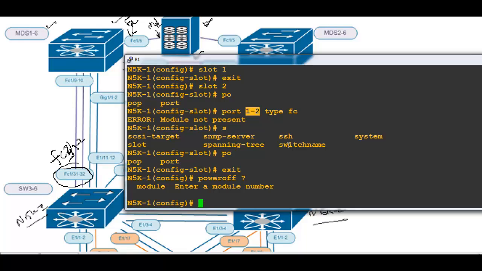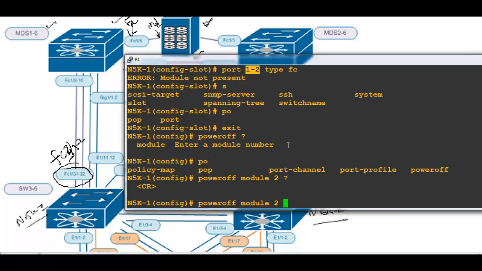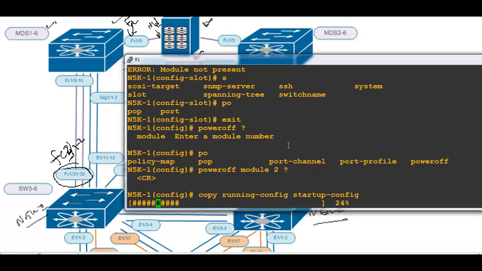Yes. You need to simply enter power off module 2. That's all. No opposite option. Power on module 2. That will boot only module 2. That is for the exam I am saying. You need not reload the entire box in the exam. But here I need to reload the entire box. Before that I need to copy run start. Yes, correct.